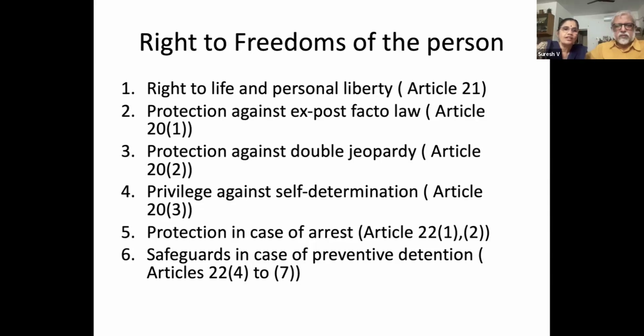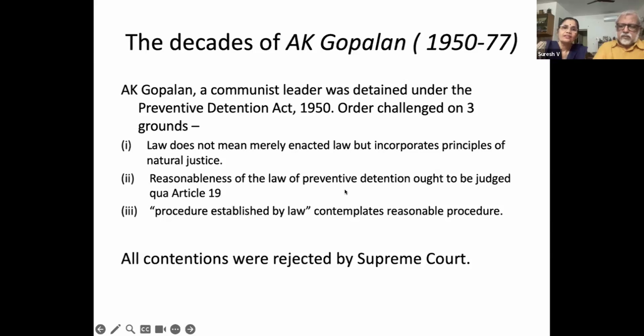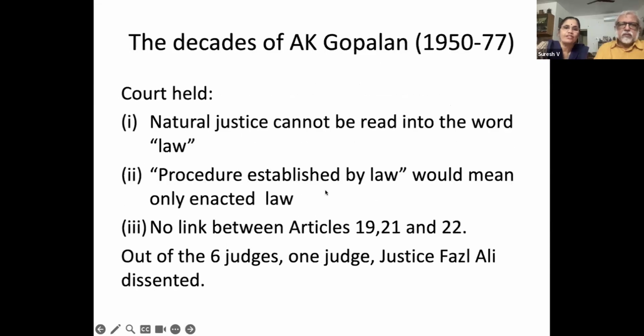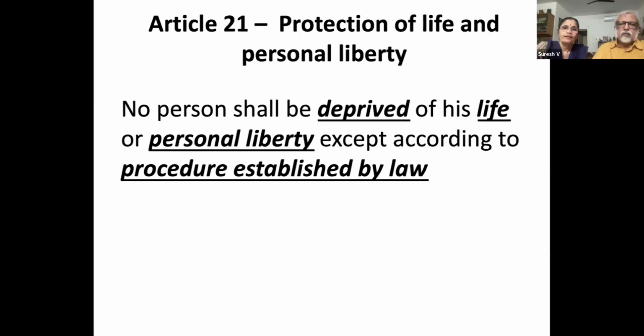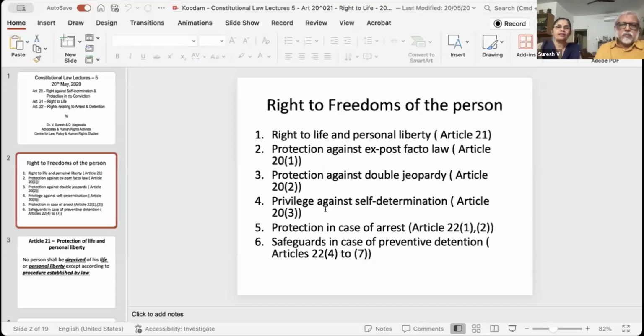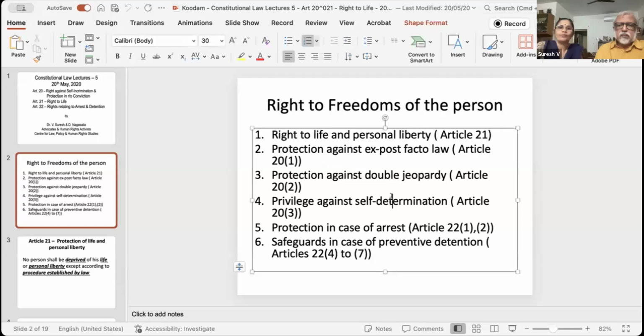Then subclause 3 of Article 20 is a right against self-incrimination. It's not determination, it is incrimination. That's a typographical error. So self-incrimination, that is the right to silence, essentially. That is, if tomorrow the police files an FIR against you and makes you an accused, now the law protects you. There is no law which tells you that you have to go and tell the police all that you know or don't know about a particular act of which you are accused.